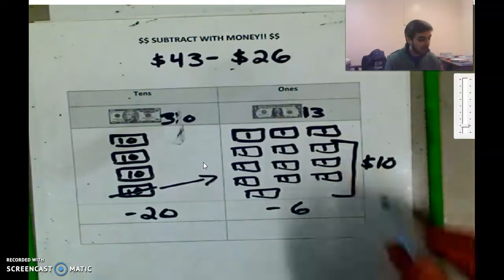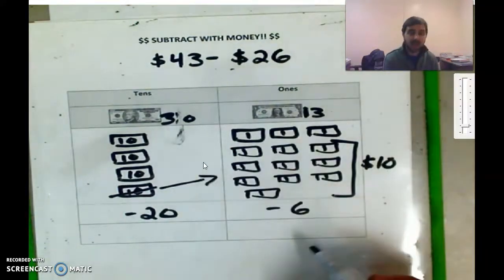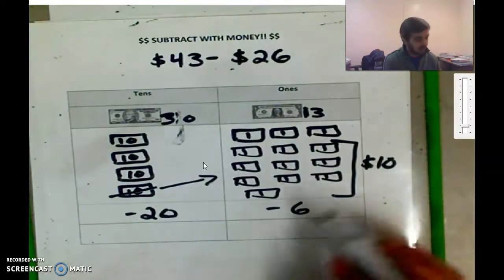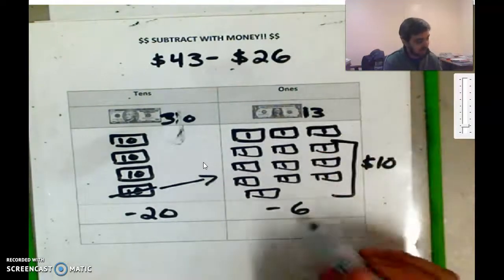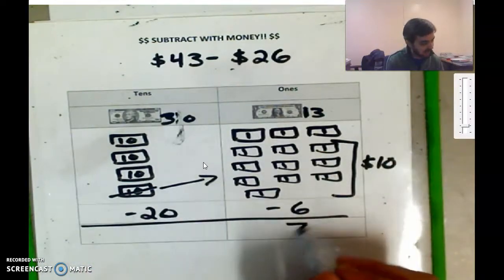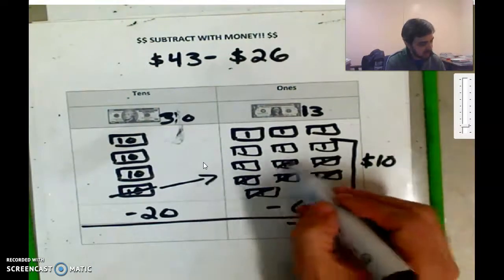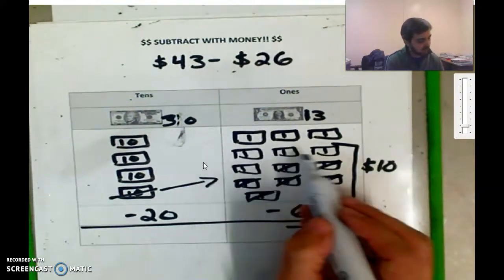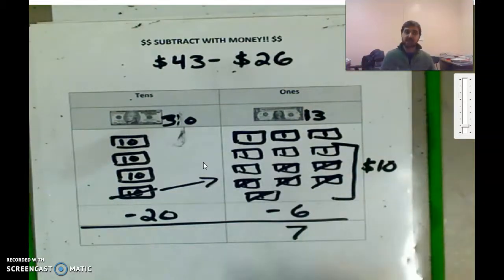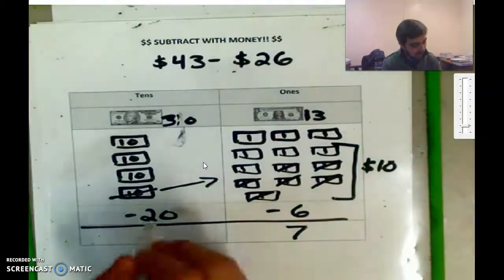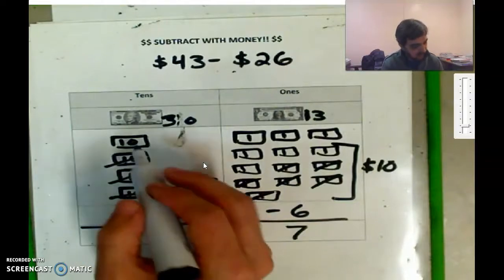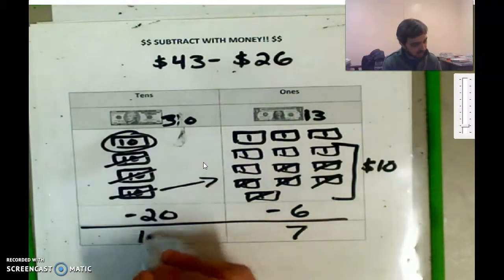But now that I have all these $1 bills, I can subtract more easily. So I'm going to subtract 13 minus 6. I believe that is 7. Let's check. Take off 6. 1, 2, 3, 4, 5, 6. And I am left with 1, 2, 3, 4, 5, 6, 7. Yes, I was right. And over here, I have to take away 20. Take away 10, 20, and I'm still left with $10.